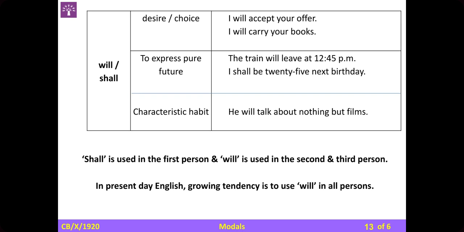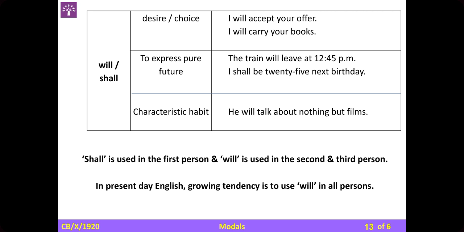Will and shall: desire and choice. I will accept your offer. I will carry your books. Will and shall are also used to express pure future. As main verbs, the real use of both is to express pure future. The train will leave at 12:45 p.m. I shall be 25 next birthday.